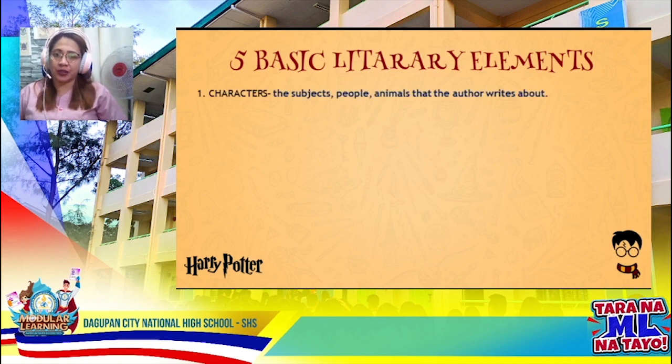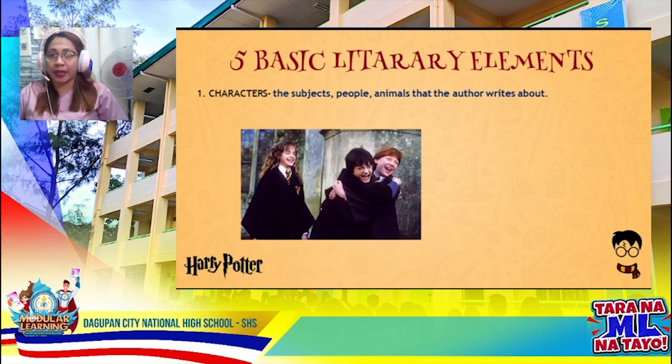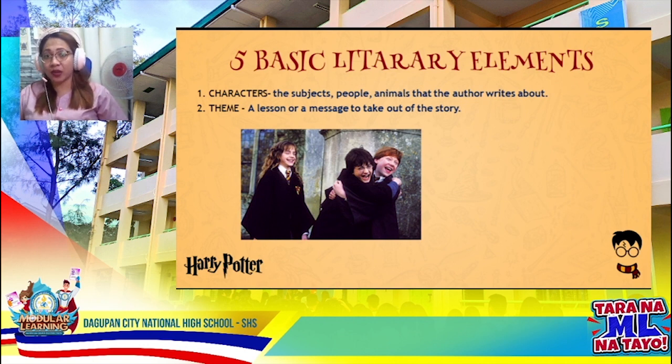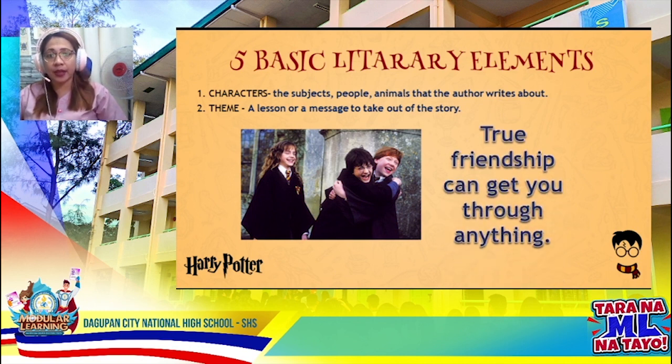We have characters. The characters are the subjects, people, or animals that the author writes about. Meaning they give life to your story. They are the ones who speak the dialogue. They are the ones who move your story. The second element is the theme. Last week we defined theme, and we learned that the theme is the lesson or the message to take out of the story. An example is, true friendship can get you through anything. So it's the main message of the story.